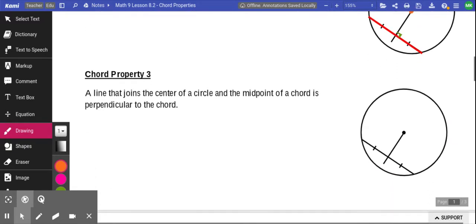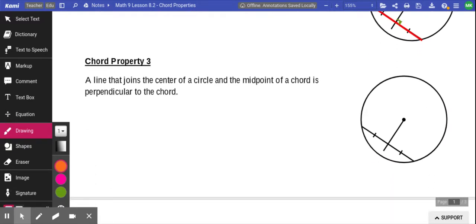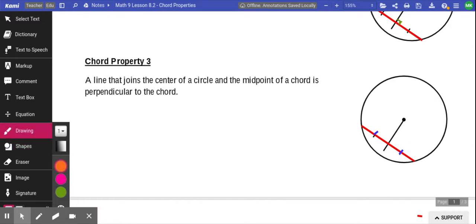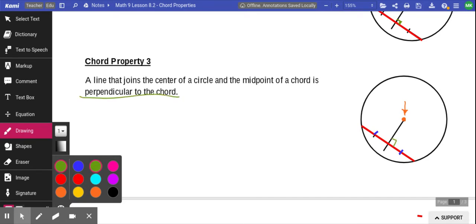Perfect. Another way we can work this is that if I have a chord, here's my chord. I know it's a chord because it goes from one side of the circle to the other side of the circle. And I have another line that cuts it in half equally, which we see here, right? Cut in half equally. And that line goes through the center, which they've labeled for me. Then it must be 90 degrees. Must be perpendicular. Okay, and that's all they're saying.